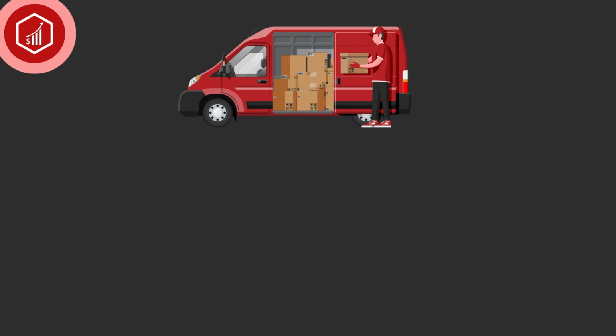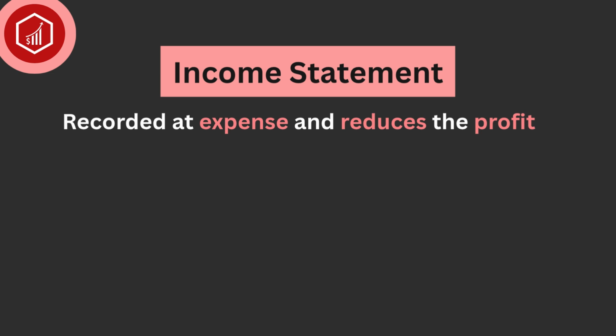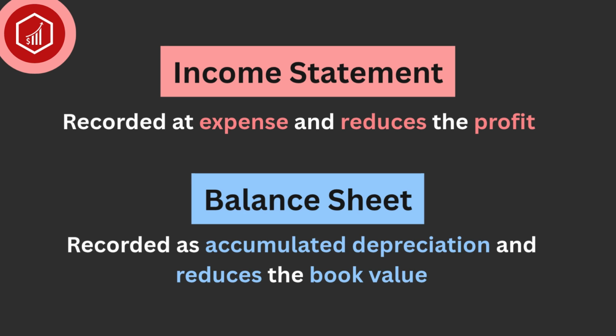For example, if a company buys a delivery van for 20k and expects to use it for 5 years, we don't expense 20k in the first year. Instead, we spread the cost over the 5 years through depreciation. Depreciation appears on the income statement as an expense and reduces the profit, while on the balance sheet it reduces the book value of the asset through something called accumulated depreciation.